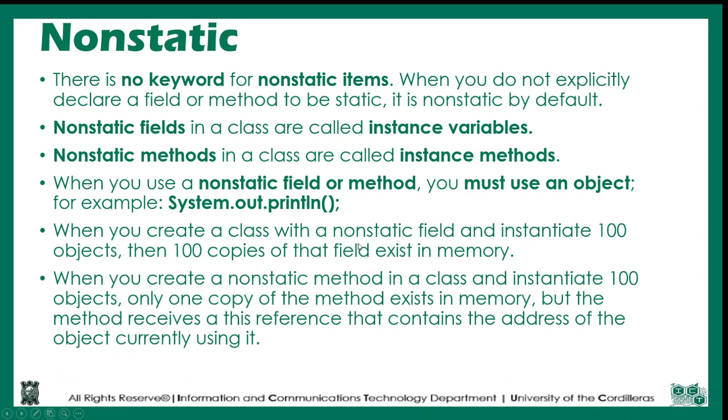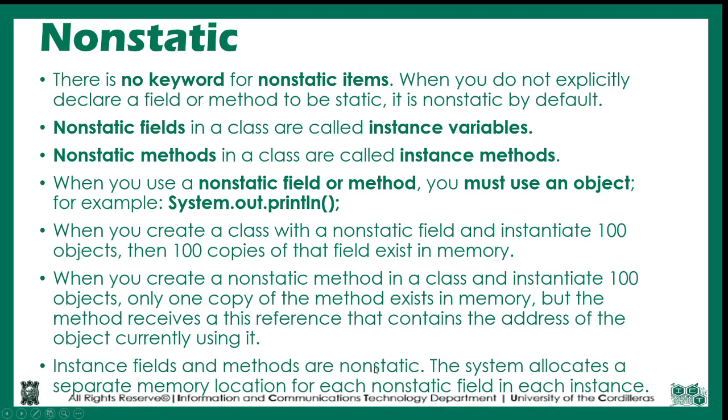So when you create a class with a non-static field and instantiate 100 objects, then 100 copies of that field exist in memory. And when you create a non-static method in a class and instantiate 100 objects, only one copy of the method exists in memory, but the method receives this reference that contains the address of the object currently using it. So, instance fields and methods are non-static.